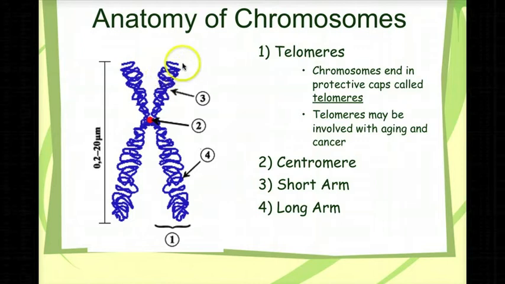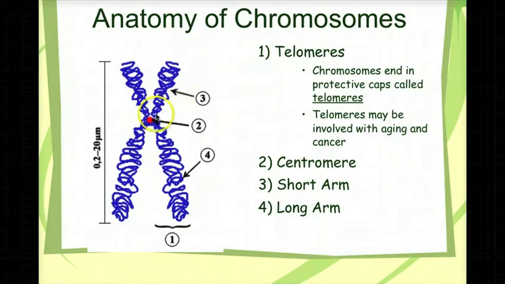So these telomeres are involved with aging, and there is even a link with the telomeres not functioning correctly and cancer. If you remember back to our unit on cancer, we briefly talked about how cancer is caused by cells that are reproducing out of control. So these telomeres, if they're damaged, can cause cells to become cancerous.